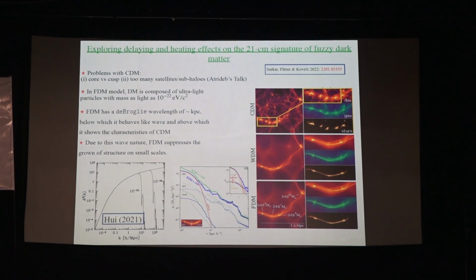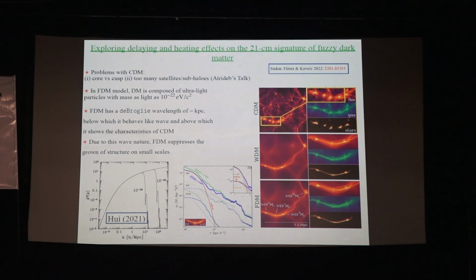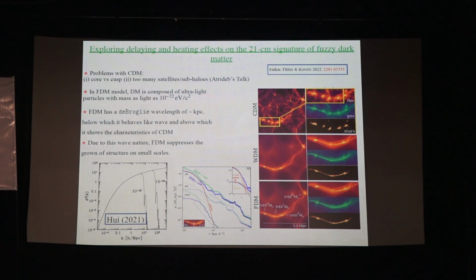One such solution is fuzzy dark matter. In the FDM model, the dark matter is composed of ultra-light particles with mass as light as 10 to the minus 22 electron volts. Due to the small mass, FDM has a de Broglie wavelength of order a kiloparsec, below which it behaves like a wave, and above which it shows the characteristic of CDM. Due to this wave nature, FDM suppresses the growth of structures on small scales, and it tends to solve these problems of CDM.